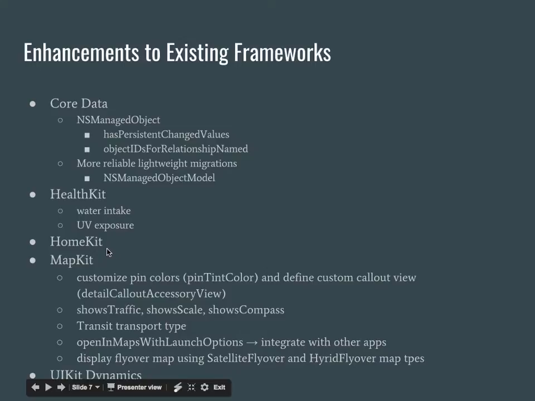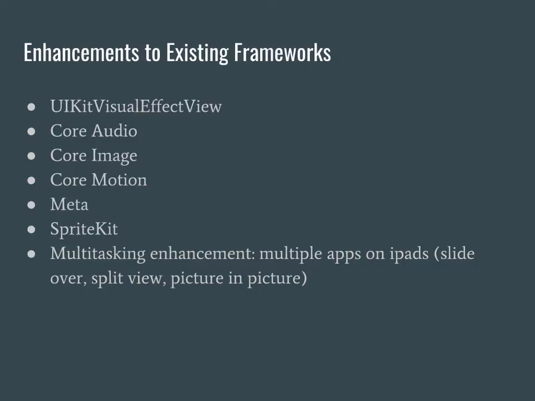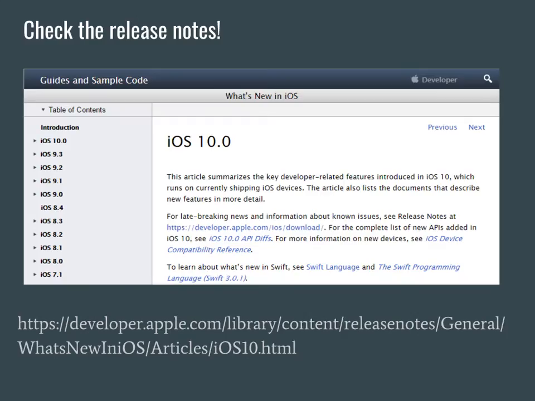HomeKit is for when you want to build a smart home. You connect it with your Apple TV. You use your phone connected with the Apple TV and control it. I haven't tried that one. Okay, and then there are a lot of Core frameworks here: Core Audio, Core Image, Core Motion. We will talk about them a little bit today as well. And then this is the link.